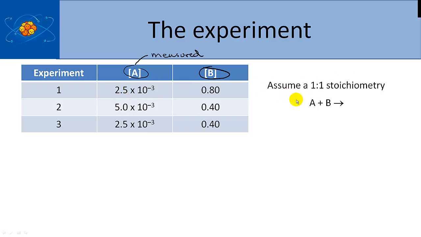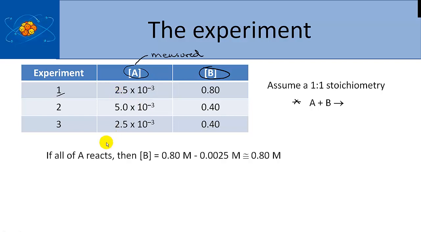We don't necessarily know what the stoichiometry is. Let's just assume that it's 1 to 1. Let's say we run this reaction to its completion so that at the end of the reaction 0 A is left. And let's just look at experiment 1 as an example. If all of the A ran out, then 2.5 times 10 to the minus third molarity units of A would disappear, and so, because the stoichiometry is 1 to 1, so would B. B would drop by the same amount.